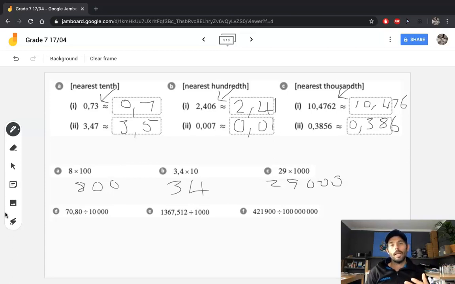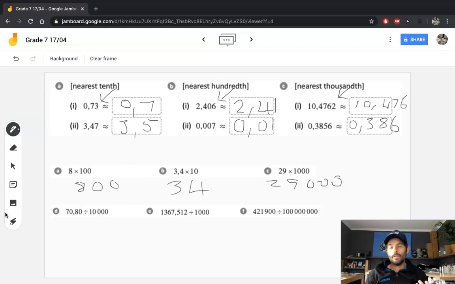3,4 multiplied by 10, 10 has 1 zero, so 3,4 gets bigger by 1 place to 34. 29 times 1,000, 3 zeros in 1,000, so 29 gets bigger by 3 places, so it gets those 3 zeros on the end, 29,000. Now when I divide, it's the same except it's getting smaller by that many powers of 10.